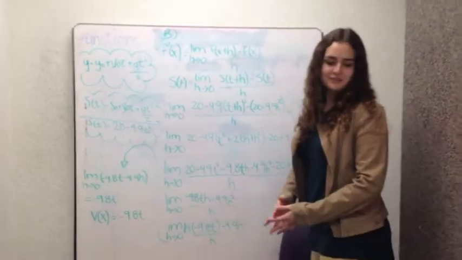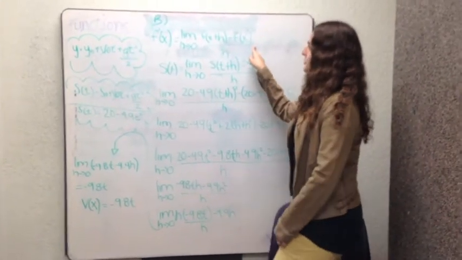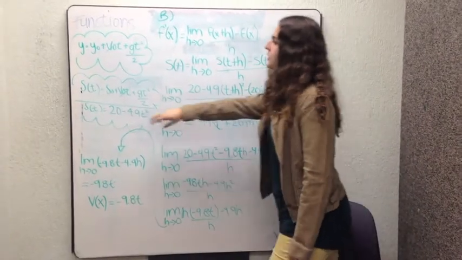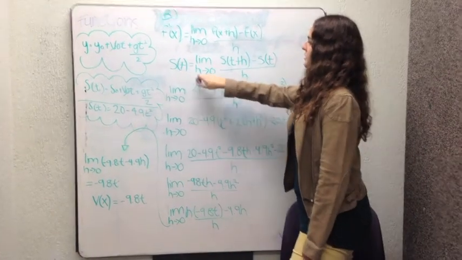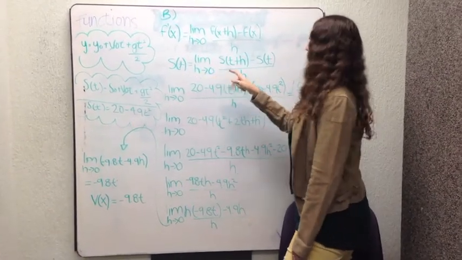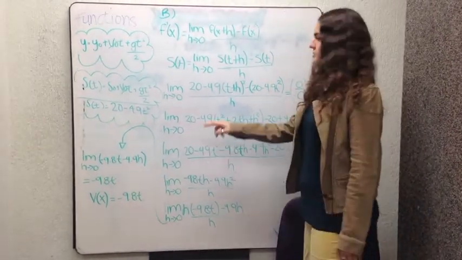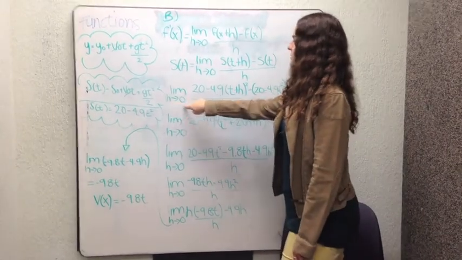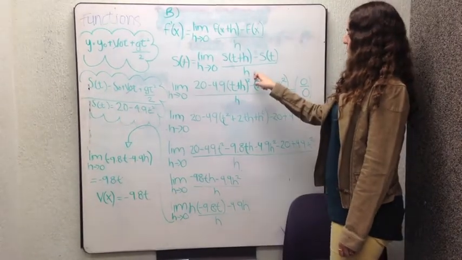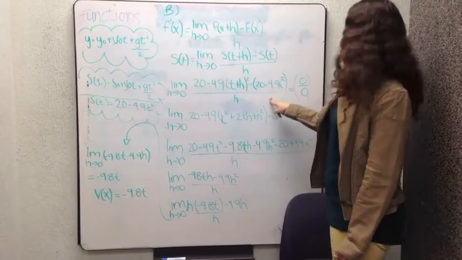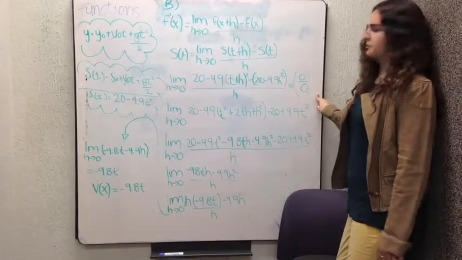In letter B, we had to find the velocity function by using the limit definition of derivatives. This is the function, and then we just substitute the values that we have, the variables, which are t, and I substituted for x. So it's s prime of t equals the limit as h approaches 0 of s of t plus h minus s of t over h. Now we substitute the values here: the limit as h approaches 0 of 20 minus 4.9 times t plus h squared, minus 20 minus 4.9 t squared, over h. If we substitute, it will give us 0 over 0.